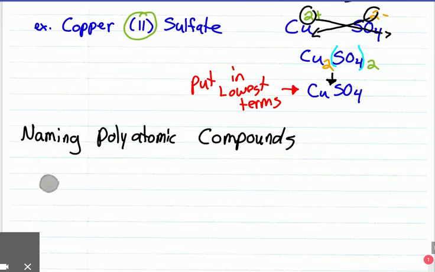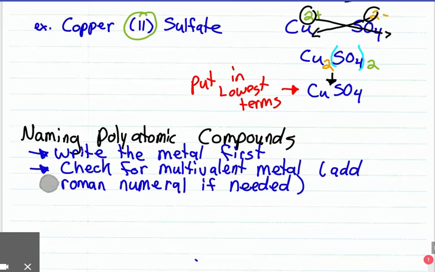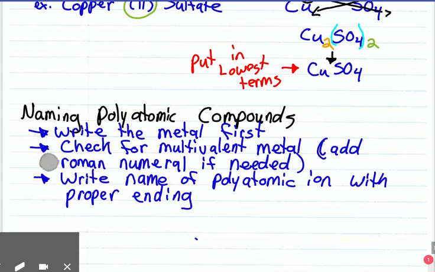So we have a couple rules for naming polyatomics. These are kind of just little steps. The first step is exactly the same as naming other ionic compounds. We write the name of the metal first. The second step is something else we already do. We have to check for a multivalent metal and add our Roman numeral if we need it. And our third step is that we just write the name of the polyatomic ion with the proper ending.